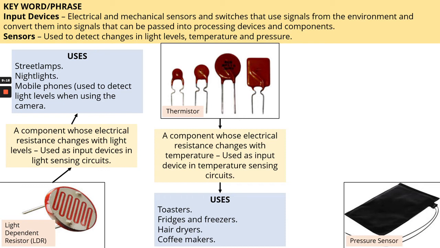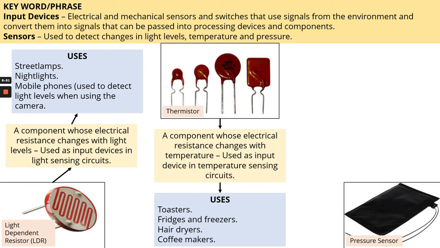A good example is toasters. So if you put your toaster onto, I don't know, setting number 5, that will mean that when the temperature hits a certain point, the thermistor's increased resistance will cut off the electric supply and then turn the toaster off, meaning you've got the perfectly toasted piece of bread or bagel or crumpet, whatever takes your fancy.